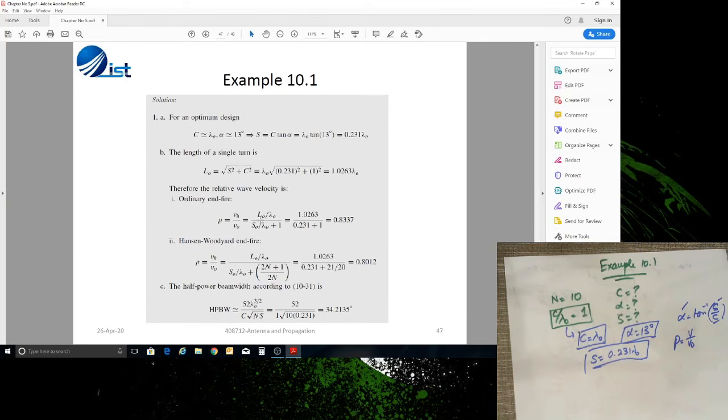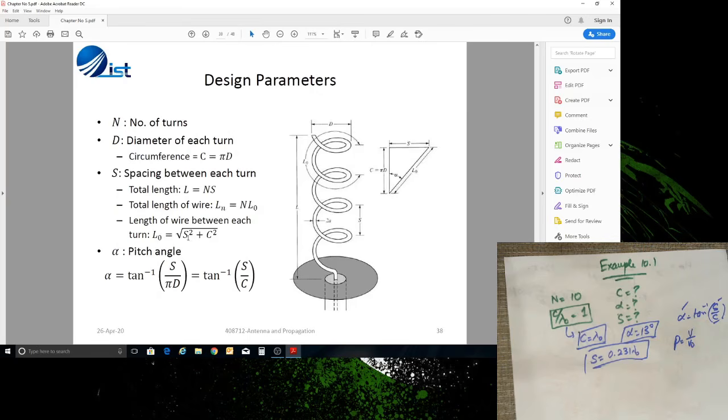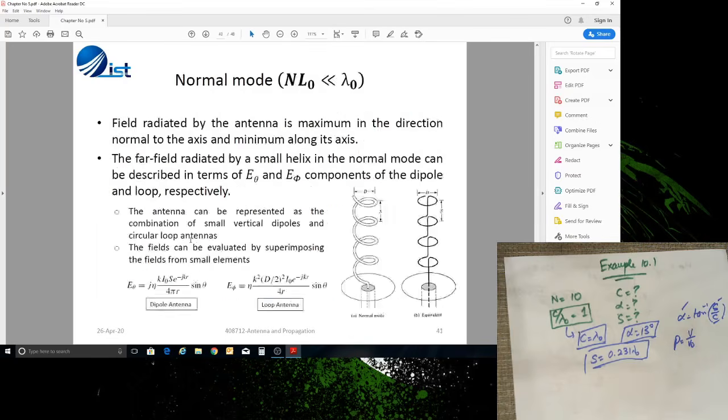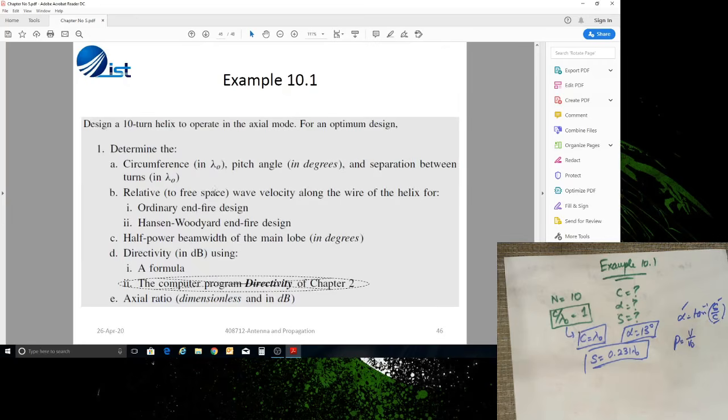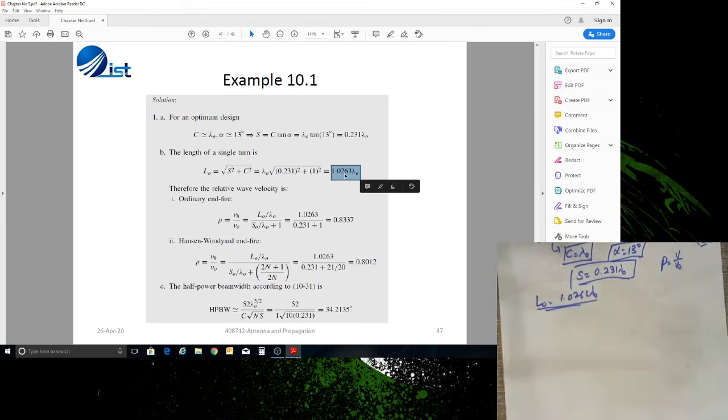So we know p is L₀ over λ₀ and S₀ over λ₀ plus 1. L₀ हम कैसे निकाल सकते हैं, we already know if we go back to the first slide of this topic, L₀ is square root of s squared plus c squared. ठीक है, so using this relationship, अब s और c की वैल्यूज जो हमने पहले पार्ट में निकाली, substitute these values over here, तो आपके पास जो L₀ की वैल्यू आती है वो आती है 1.0263 λ₀. और इसको हम यूज करेंगे जो हमारे पास p की एक्सप्रेशंस दी हुई हैं for the two different designs.